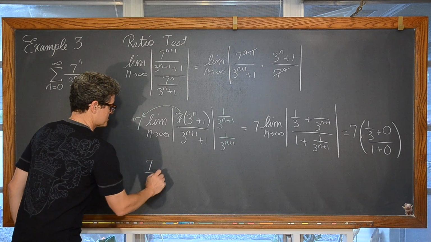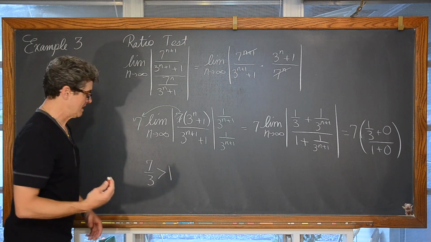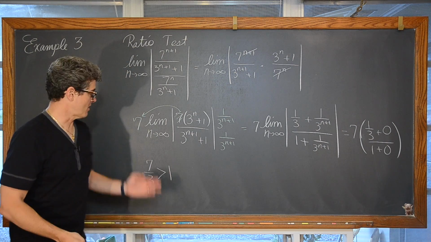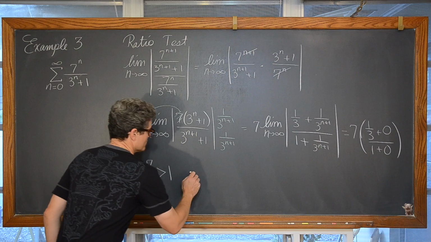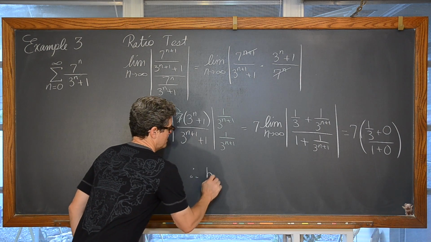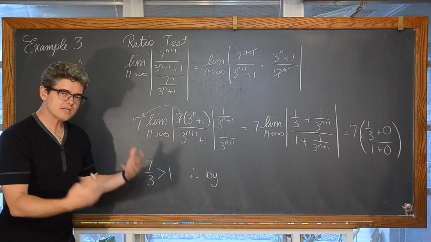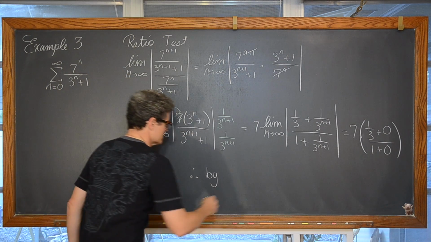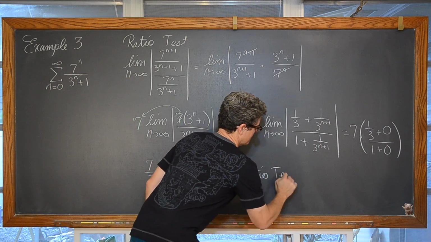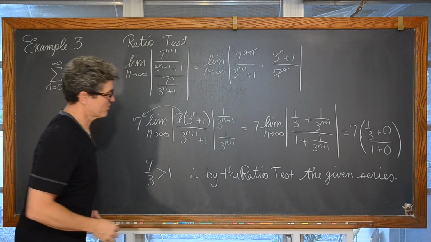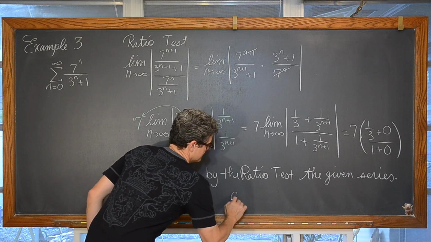And 7/3 is greater than 1. Well, that's certainly not inconclusive. Our limit is greater than 1, so therefore by the ratio test, the given series, the one with the original problem, diverges. Make sure you tell your teacher and your test graders the test that you're using to analyze these series, by the way.